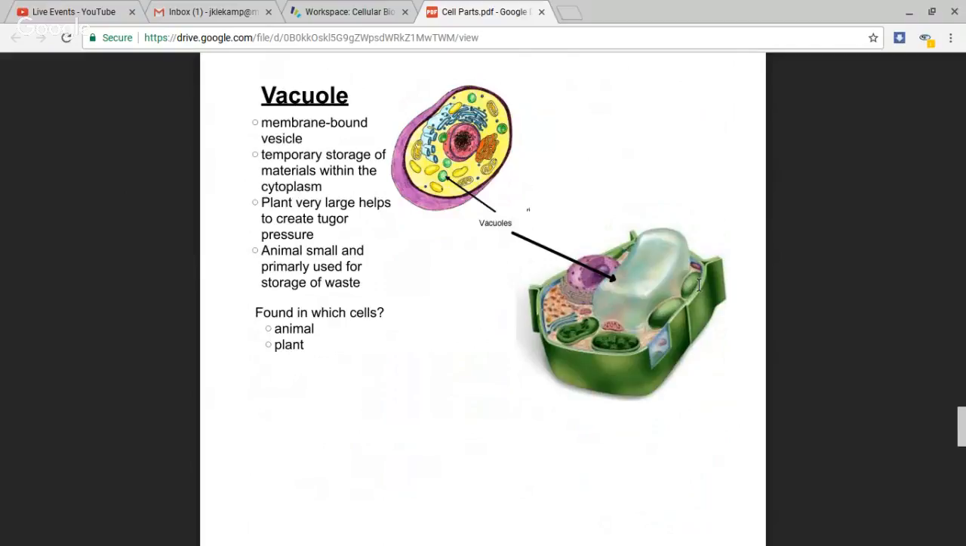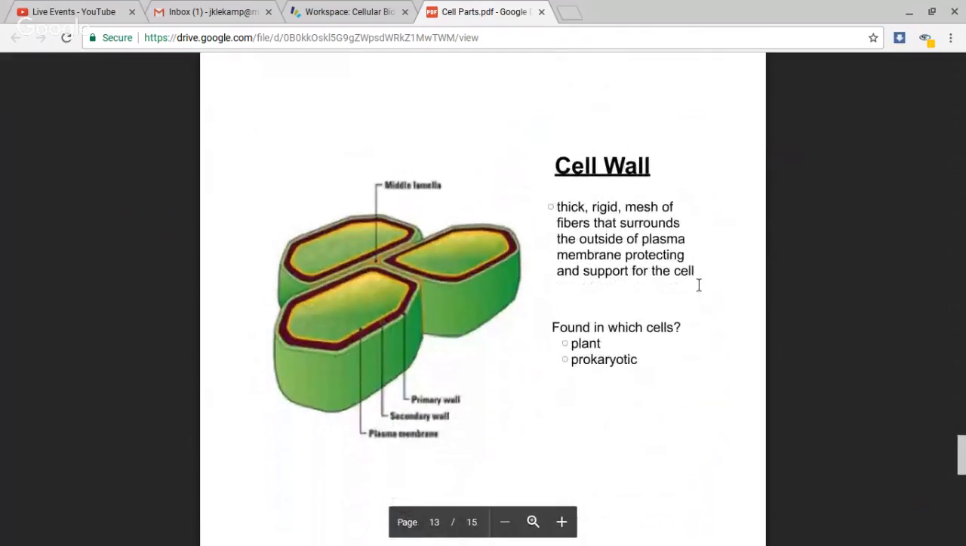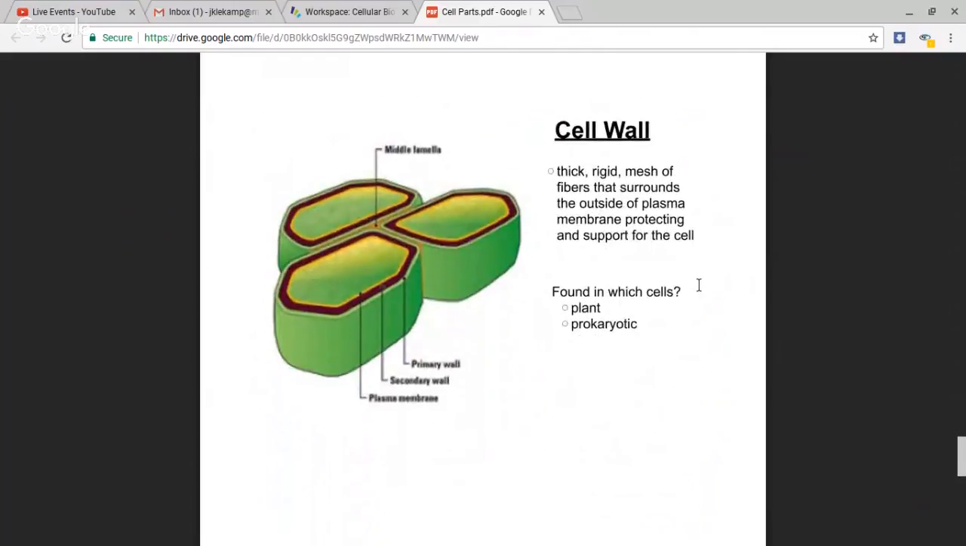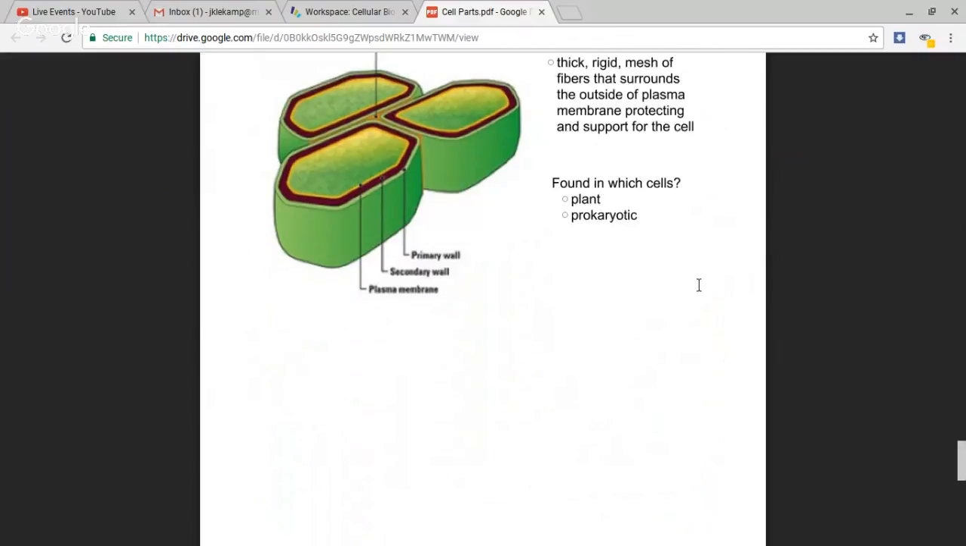So if that vacuole is full, it's going to be strong and it's going to continue to swell and stand upright because, again, remember, our plants don't have skeletons like us. In the animal cell, it's primarily used for storage of waste. Cell wall, only located in the plant cell and the prokaryotic cell. Very thick, rigid mesh of fibers, and it's on the outside of the plasma membrane. It helps with protection and gives it a little bit of structure.